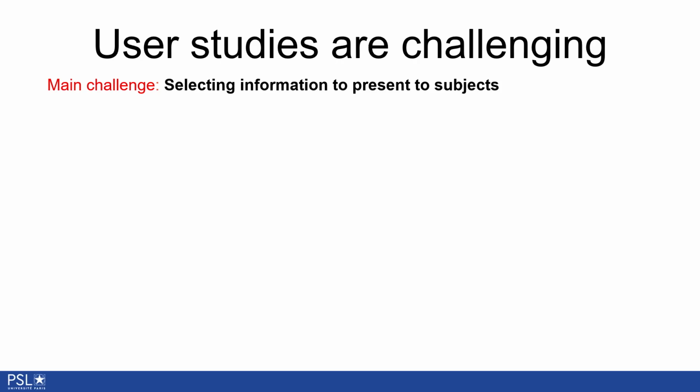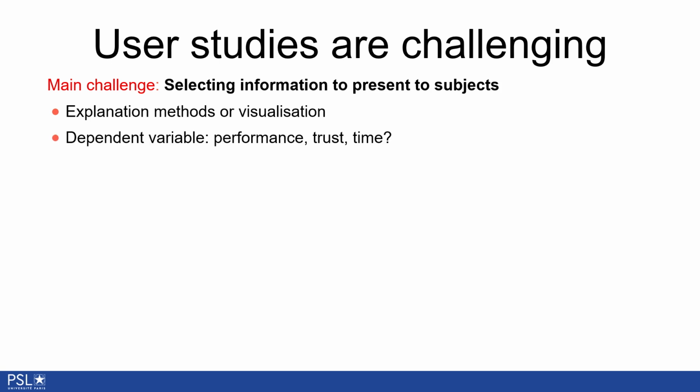We have covered here two examples of user studies, and these examples illustrated some of the challenges involved. Here's a brief summary. An overall challenge is to select what information to present to the subjects. Specifically, this involves selecting which explanation methods or visualizations to assess. Another decision is which variable to use for the assessment. The studies we covered assessed how the explanations affected the subject's performance or trust. Another possibility could be to study how explanations modify the time they need to produce a prediction.